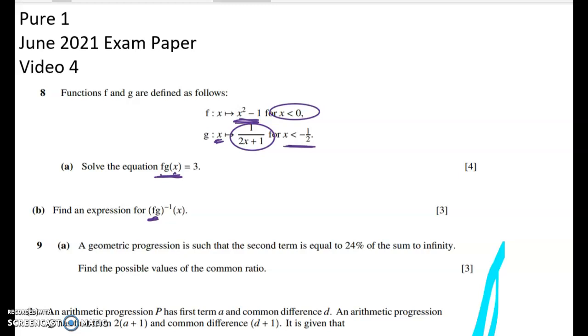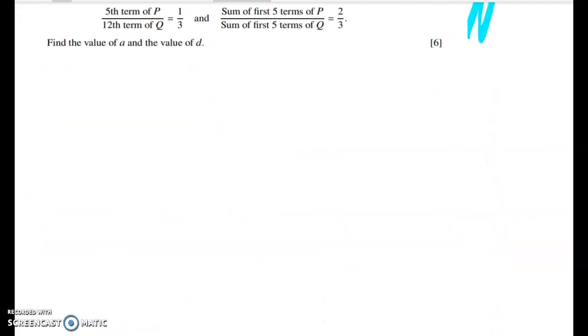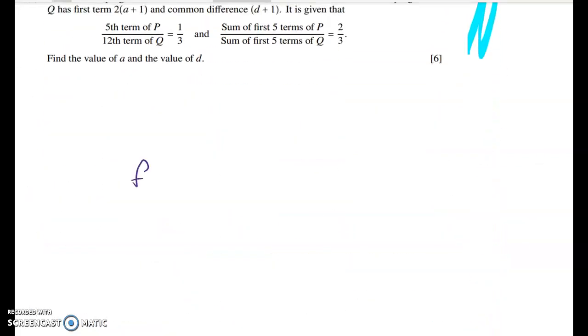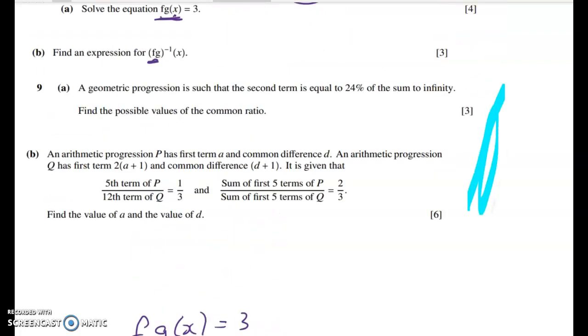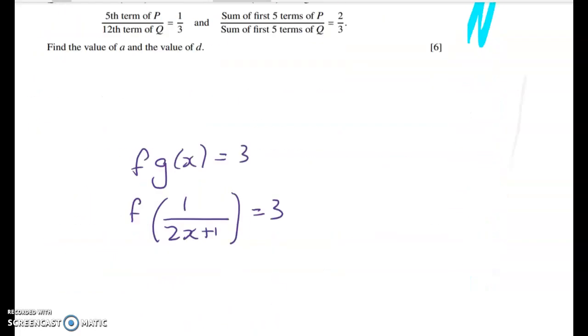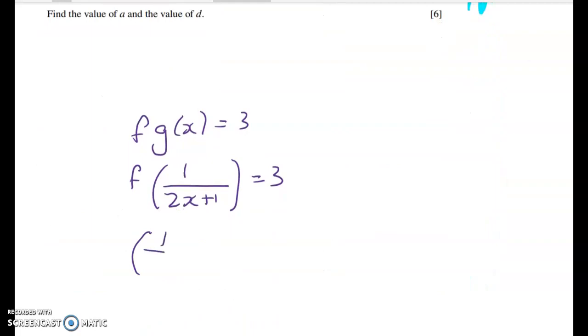And for this part here, we're going to have to be quite careful thinking about what's the domain of fg and what's the range of fg inverse. So first we'll do this first bit, the composite function bit. So we've got f of g of x is equal to 3, but we know that g of x is where we took x and we did 1 over 2x plus 1. So what was the f function? Well, the f function was squaring and then subtracting 1. So we've got this 1 over 2x plus 1 all squared minus 1 equals 3.